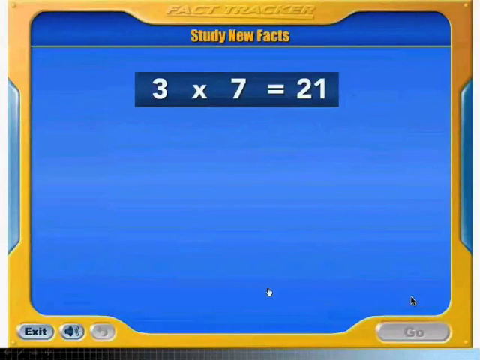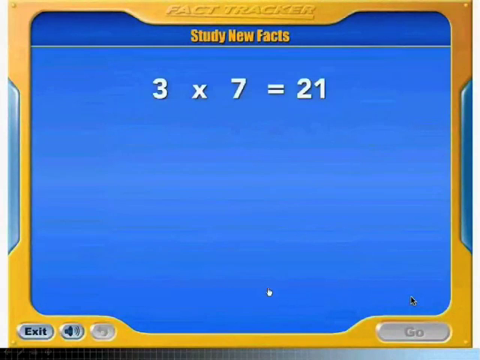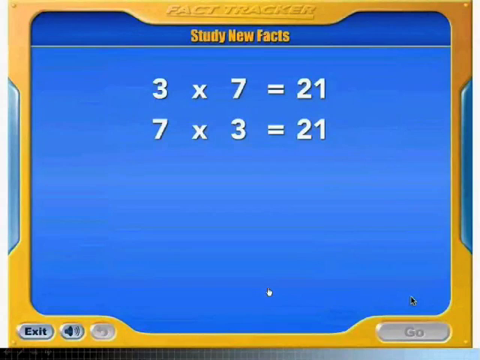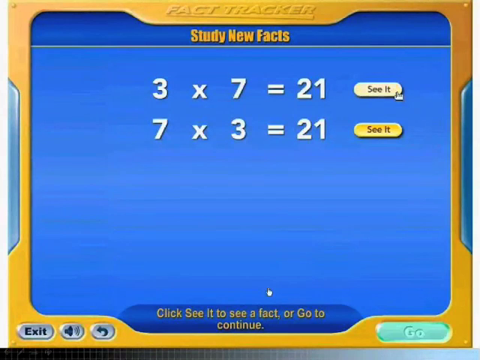3 times 7 equals 21. 7 times 3 equals 21. Say these out loud to help you remember them. Click See It to see a display of each fact. When you can remember these facts and you're ready to practice them, click Go.